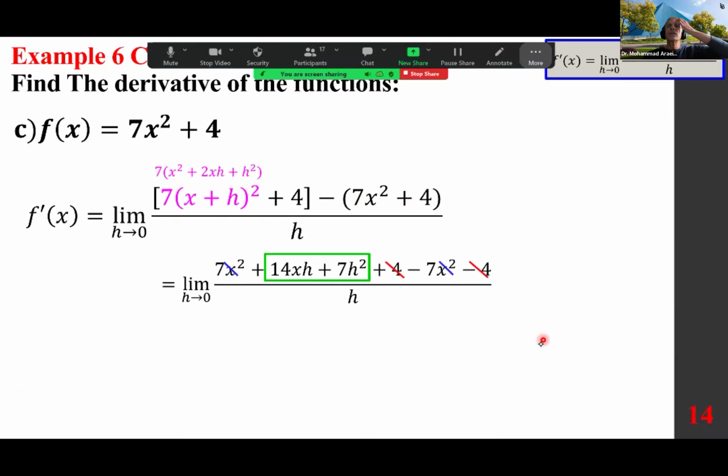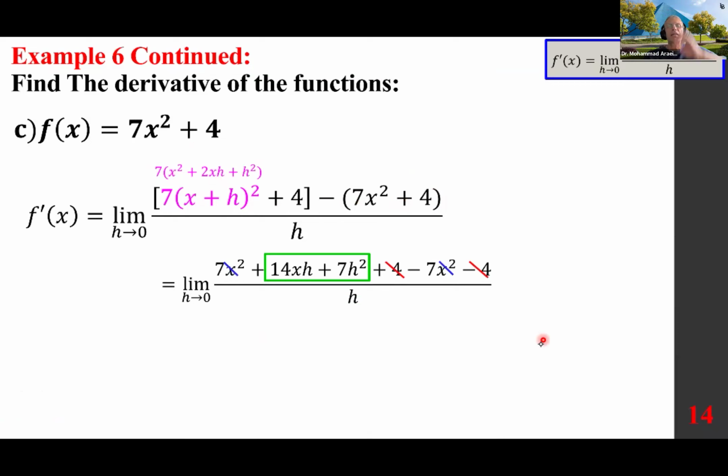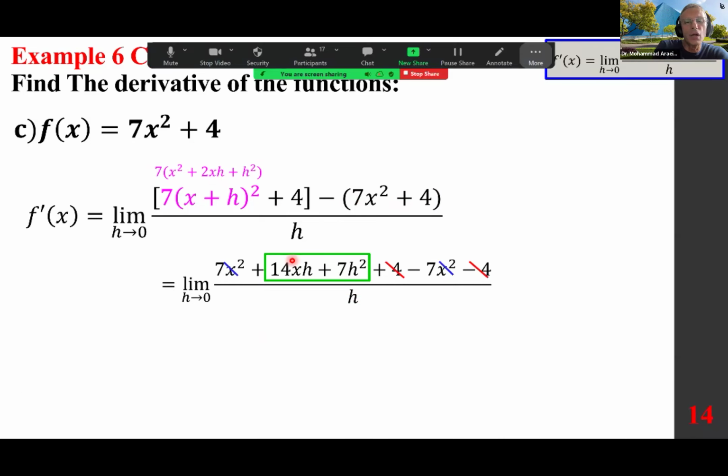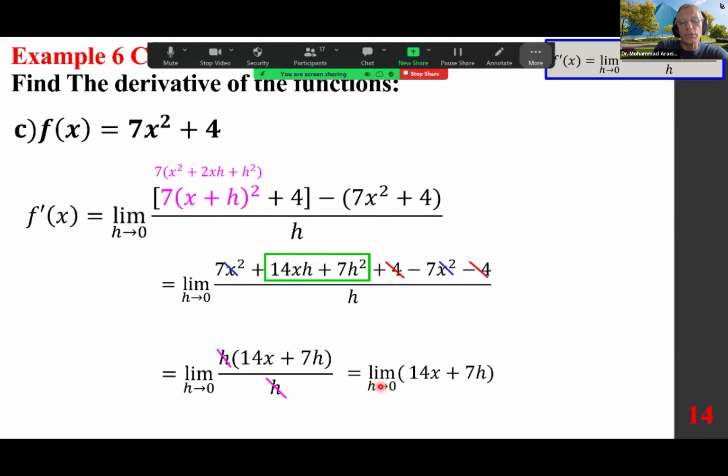And we can factor this out. We can factor out the 7h, but we just want to get rid of the h. So I'm going to take out the h only. Again, the proper way of factoring, 7h comes out, and you get 2x plus h. But we want to get rid of the h. That's why I took out the h only. And now if you apply h equals 0 here, you get 14x. So f of x equals 7x squared plus 4. F prime of x is 14x.